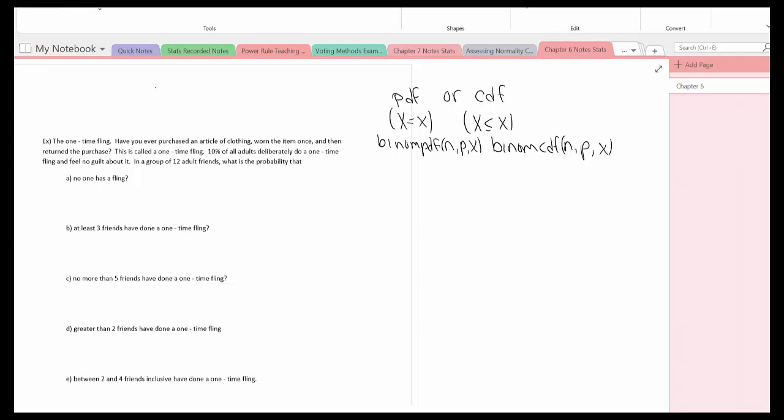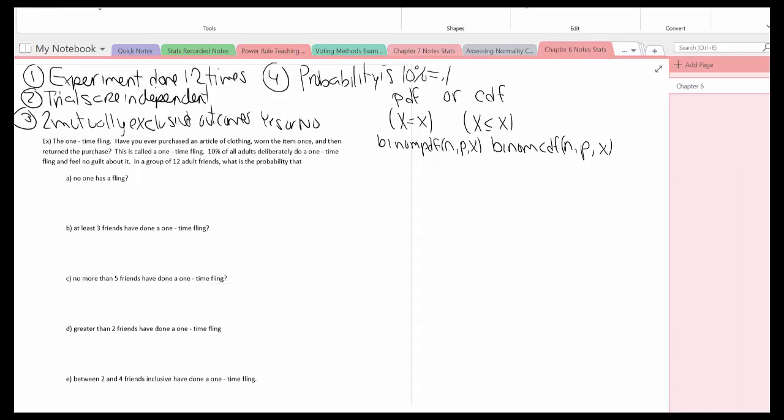Well, first off, let's write out to make sure all the conditions of a binomial experiment are here. I'm going to do that now. Okay, so the experiment is done 12 times, a group of 12 adult friends. Trials are independent. That means the response of one person has no bearing on the response of another person. There are two mutually exclusive outcomes: yes, you've done a one-time fling, or no, you haven't. And the probability is always 10% of it happening, which is 0.10.